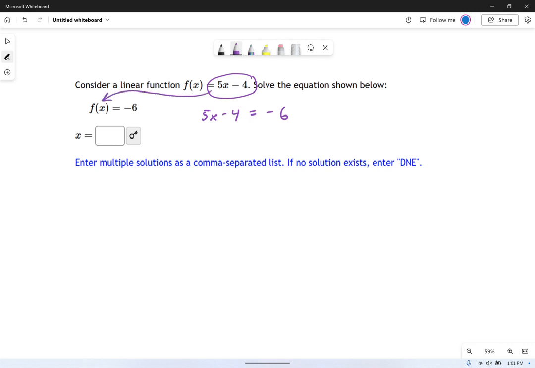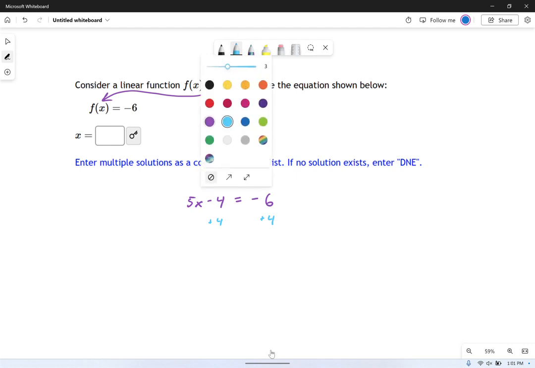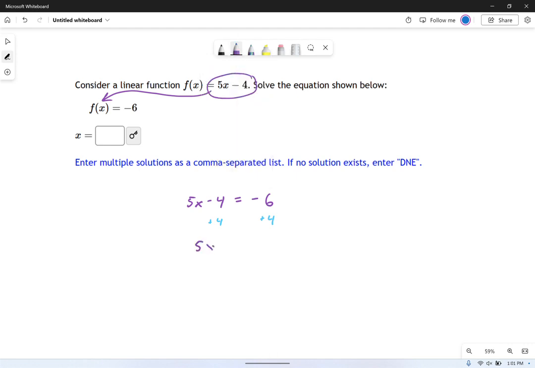So the way we solve this is by using algebra, and the most common tool is simply adding or subtracting to both sides, and I'm going to do that here. So you can imagine that if I add 4 to the left and I add 4 to the right, the equation is balanced, right? I'm doing the same thing to both sides. So we get 5x equals -2.